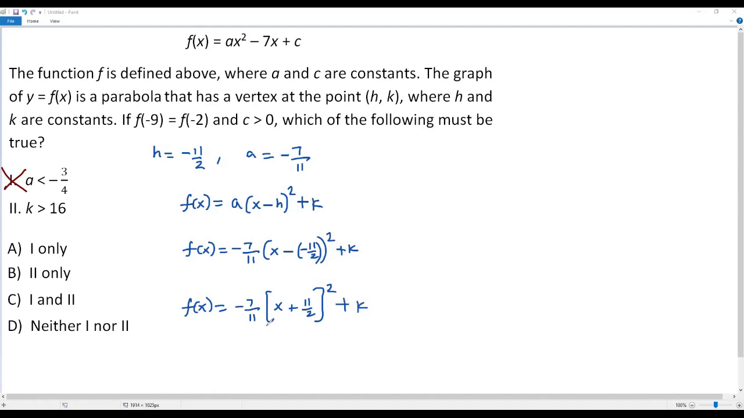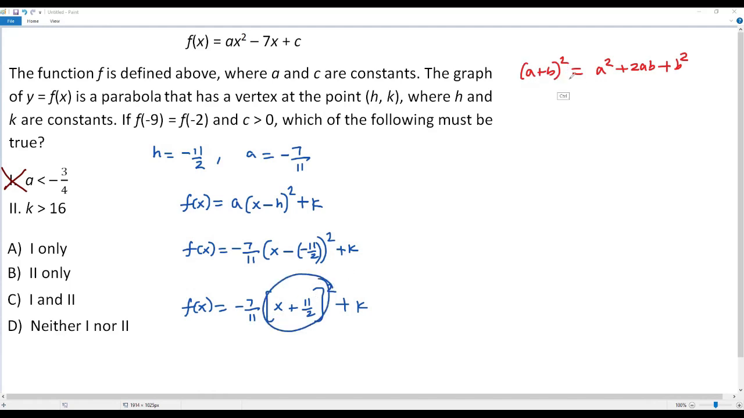Now we have to expand the square of the binomial over here. For that, we can consider the algebraic identity, that is (a + b) the whole square. The expansion of the square of the binomial over here is a square + 2ab + b square. Now when I compare this one and this one, at the place of a we have x, at the place of b we have 11 over 2.